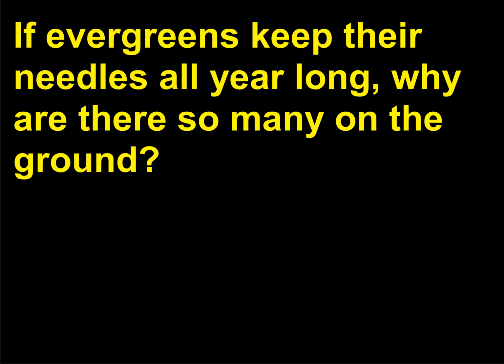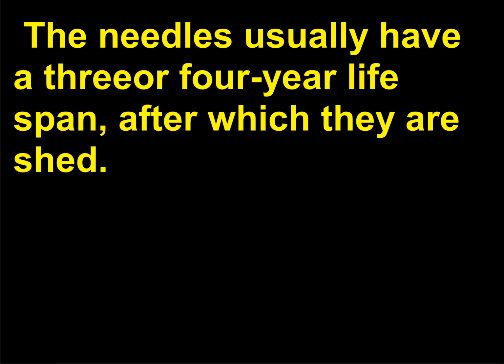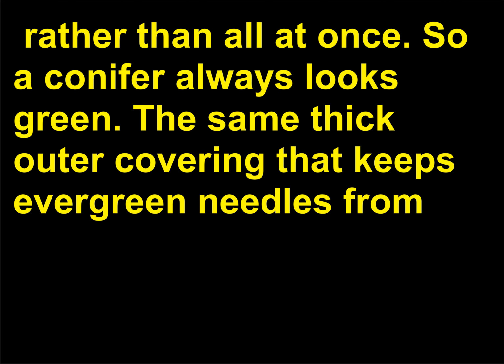If evergreens keep their needles all year long, why are there so many on the ground? A conifer doesn't keep each of its needle-like leaves forever. The needles usually have a 3 or 4 year lifespan, after which they are shed. A conifer is different from a deciduous tree in that it loses its leaves gradually, rather than all at once. So a conifer always looks green.